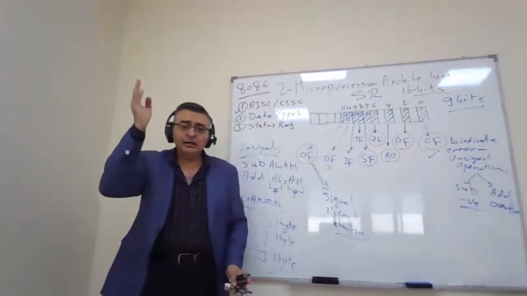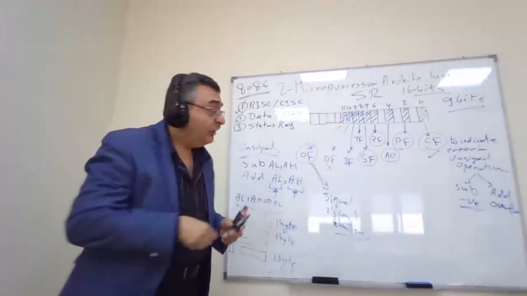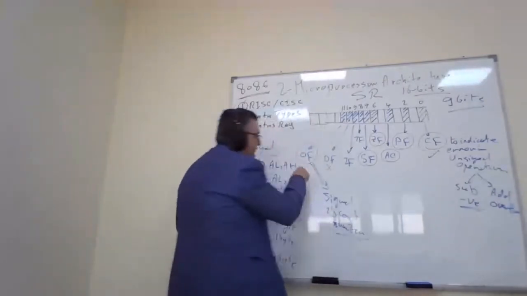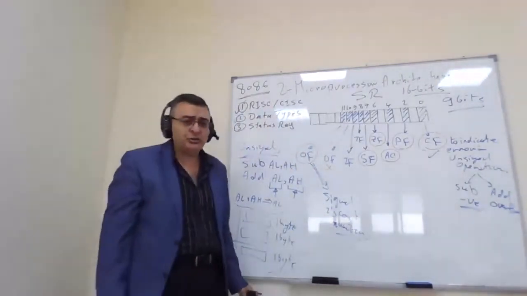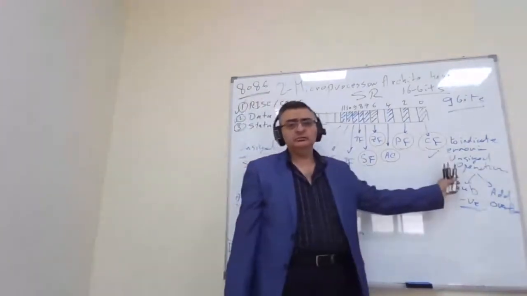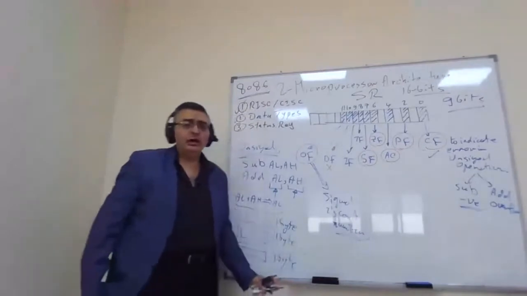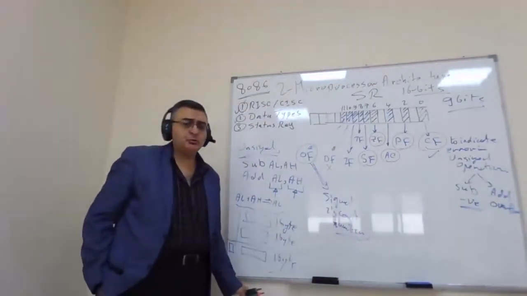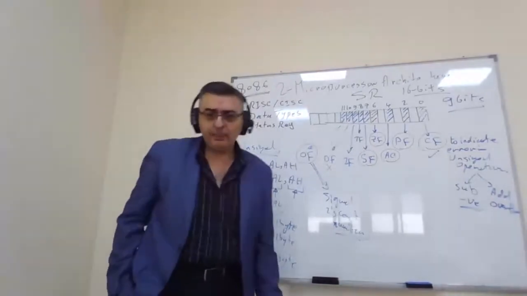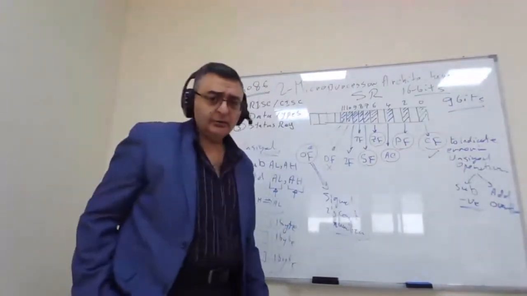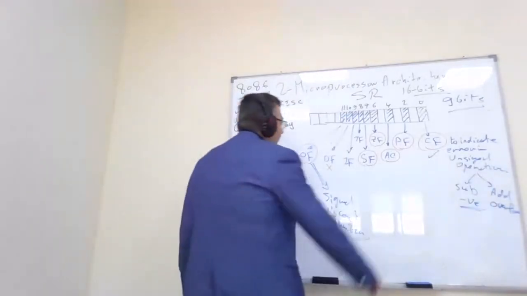The flag is set to 1 when I have an overflow for signed numbers. So if I'm doing an operation with unsigned numbers, which flag should I check? The carry flag. If I'm doing an operation for signed two's complement numbers, which flag should I check? The overflow flag. Is that clear? Okay. Next.